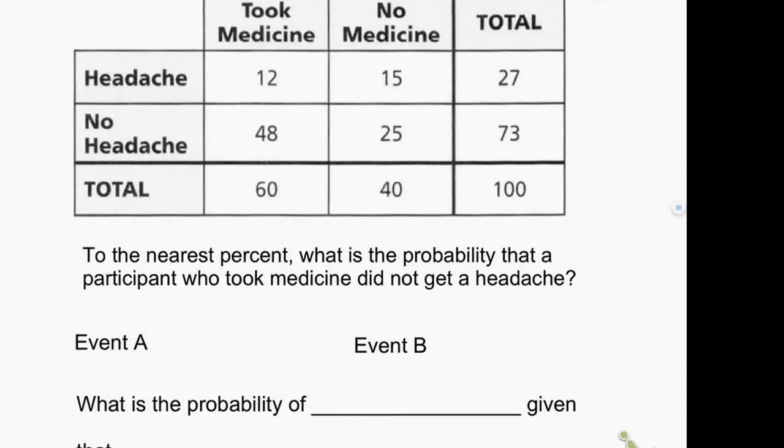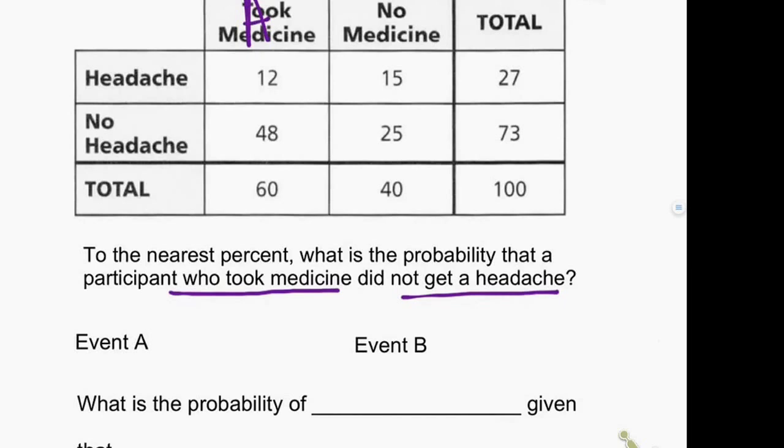Okay, the first situation says, using the same table, to the nearest percent, what is the probability that a participant who took the medicine did not get a headache? Now notice this is not in conditional statement form because it does not have the word given. So it helps to define your events. Since I want to know who took the medicine and who did not get a headache, I look at my top row. I'm going to call that event A, and my vertical column is going to be event B. So who took the medicine would be event A, and who did not get a headache would be event B.